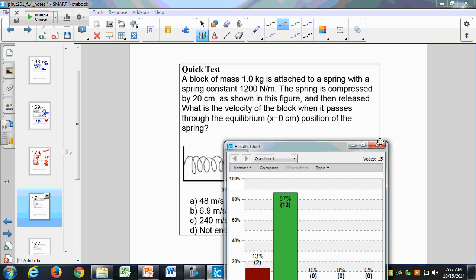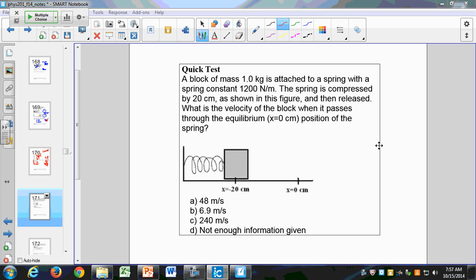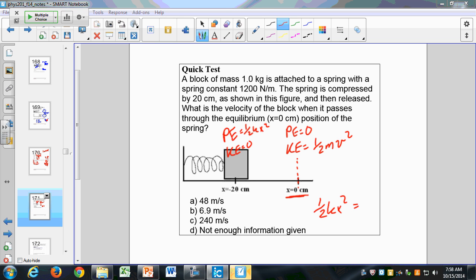All right, B is right. Very good. So here, at this point, I have potential energy, but my kinetic energy equals 0. My potential energy is 1/2 kx squared. And at this point, where x is equal to 0, my potential energy is equal to 0. It's at the equilibrium position, so the spring contains no energy. But it does have kinetic energy, and that's equal to 1/2 mv squared. So the potential energy is equal to the kinetic energy.